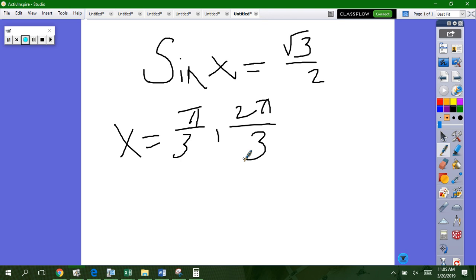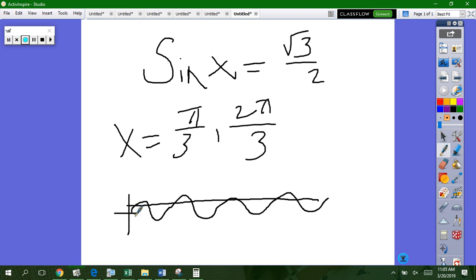Now my question to you is, did I say 0 to 2 pi? So is that the only answer? There's an infinite amount, isn't there? Because remember, a sine graph looks like such. That's one cycle, but if I continue on, there's an infinite amount of places that equal root 3 over 2, right? Because it also goes this direction. You guys agree with me?